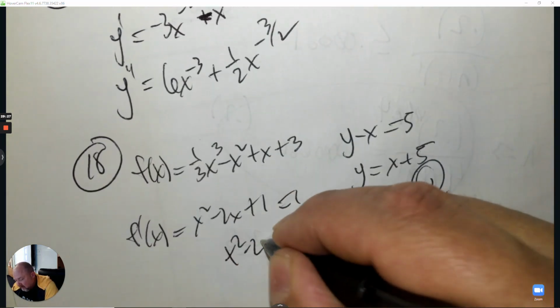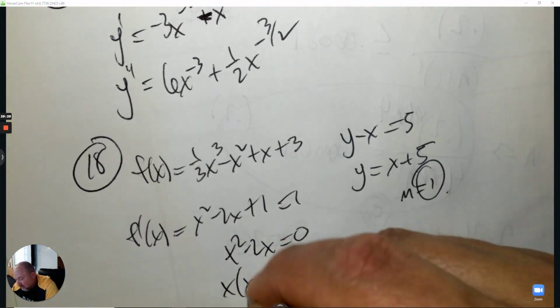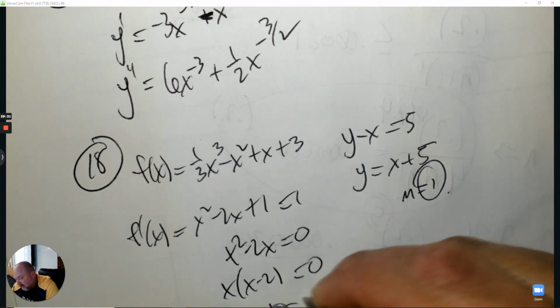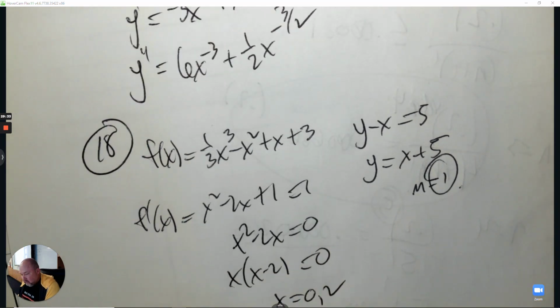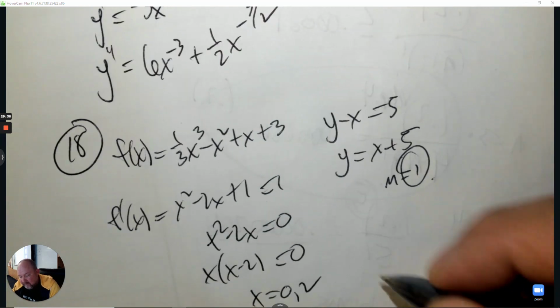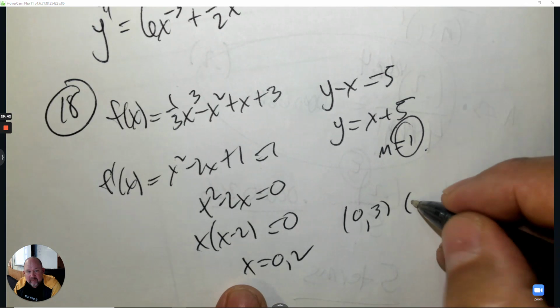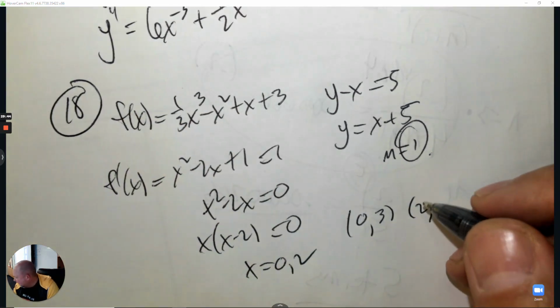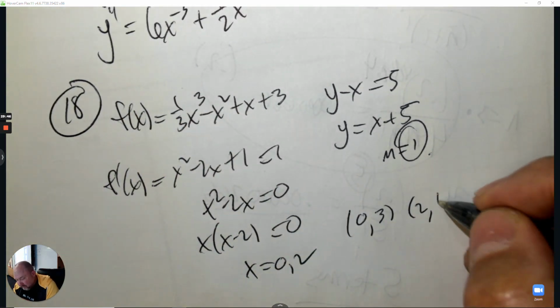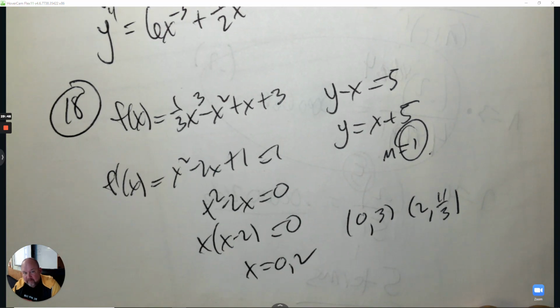So subtract 1 to both sides. It's 0. Factor it. So the two answers I get are 0 and 2. And then if I need the point, you'd plug 0 in here. Well, that answer is 3. I'm going to help you with the second one. If you plug in 2 and get the answer, I just can't tell you. It's 11 over 3. Don't want you to stress out about that one.